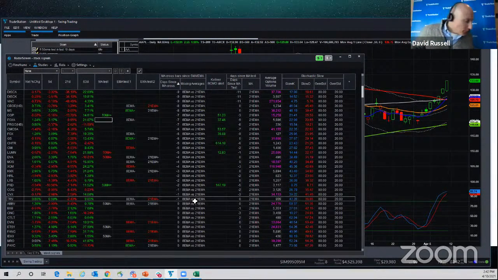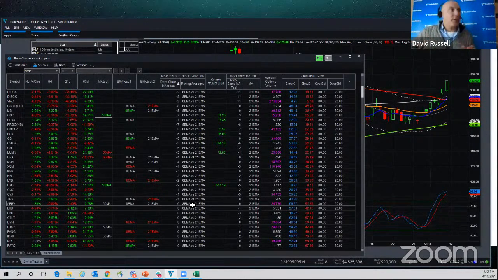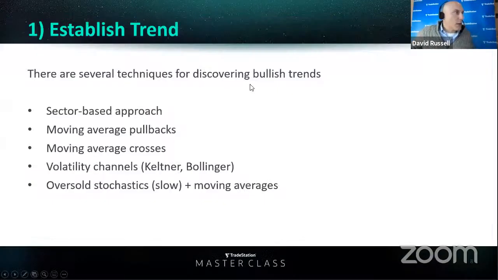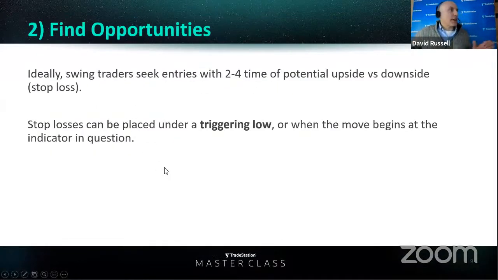So, let me go on now. These are some ways that we can establish trends. We can find trends because a sector is strong, so we look for stocks in that sector. We can look for stocks that have pulled back to moving averages, and then moving average crosses. All of those things can give us a sense of direction, but they don't necessarily always tell us opportunities. I actually did a little bit of the opportunities here when I looked for the stochastic stocks that were oversold but were in a bullish sector. So next, let's go on to finding opportunities.